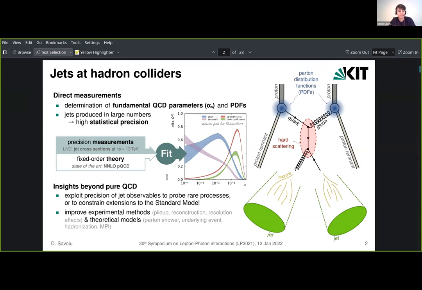Another reason is that you can use them to go even beyond the QCD sector. If you have production in association with jets of some other objects like top quarks or the Higgs boson, you can use the jet precision to constrain those sectors and even look beyond the standard model to extensions like effective field theories. So I'll be touching mostly on the direct measurement topic in this talk, and maybe going a little bit beyond QCD as well.